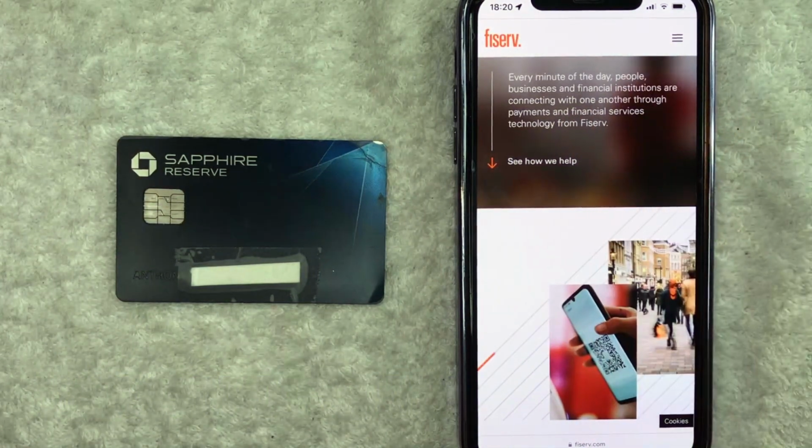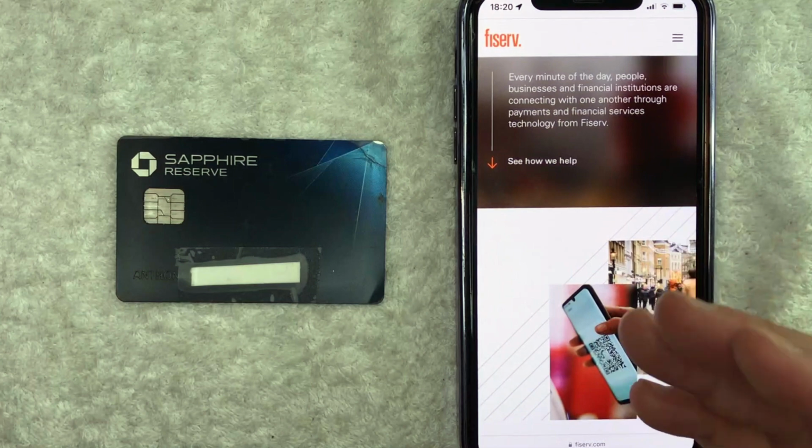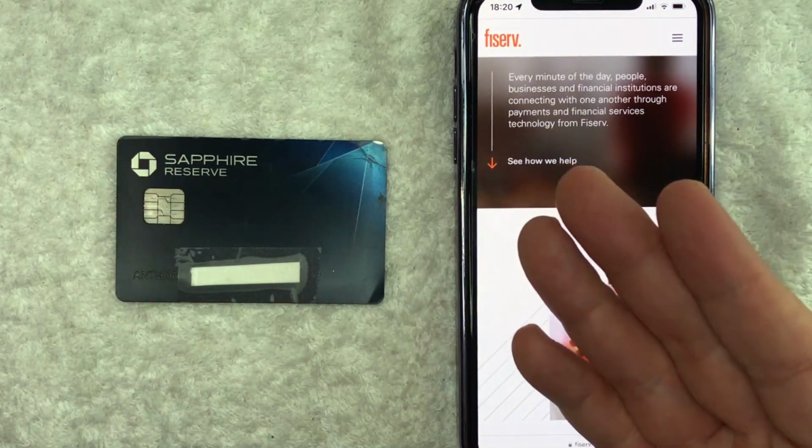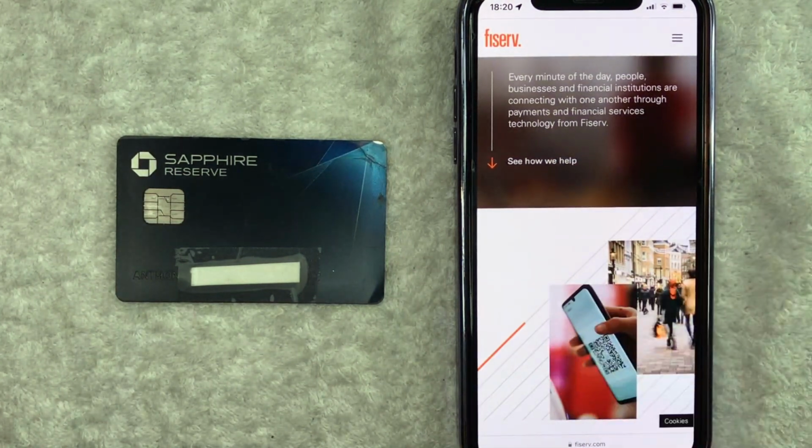So that's the first way that you can accept credit cards. Now, if you are a mobile service, like let's say a notary or a catering service, that's not going to work because you're going to be on the road. So the next thing we're going to talk about is mobile payment processing.